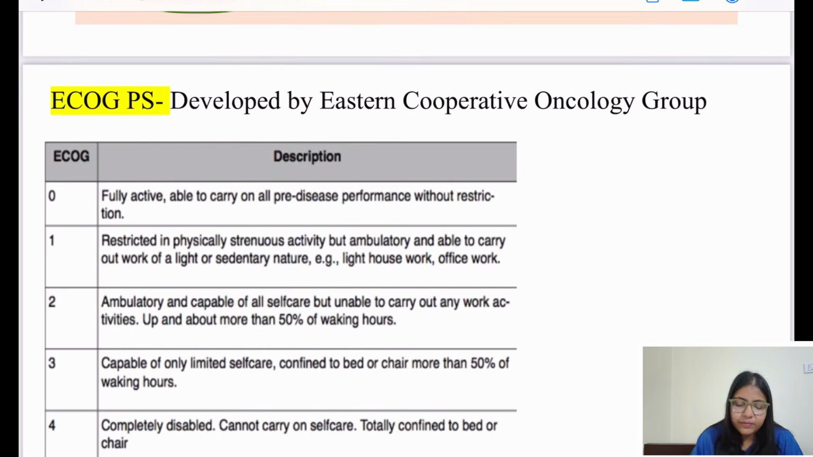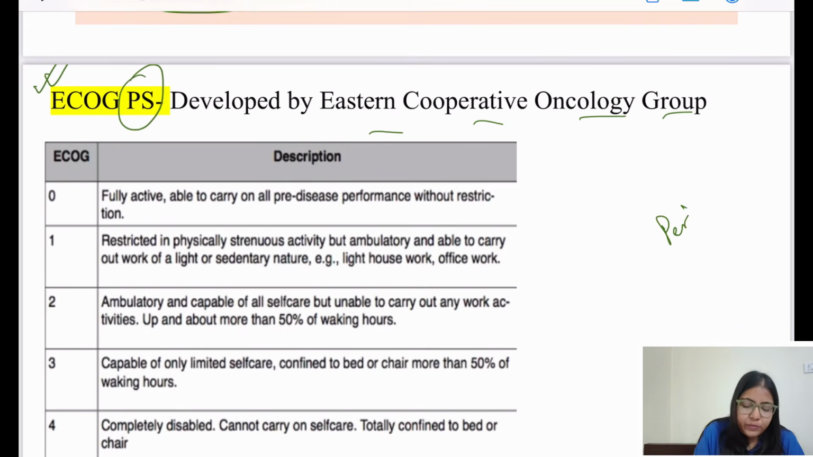So let's begin. I have told you about nutrition, hydration, and how you assess pedal edema in the previous video. So here I'll tell you the specific points. So what is ECOG PS? ECOG is Eastern Cooperative Oncology Group. So from the name itself you can know that we do it in onco patients, like in cases of malignancy.